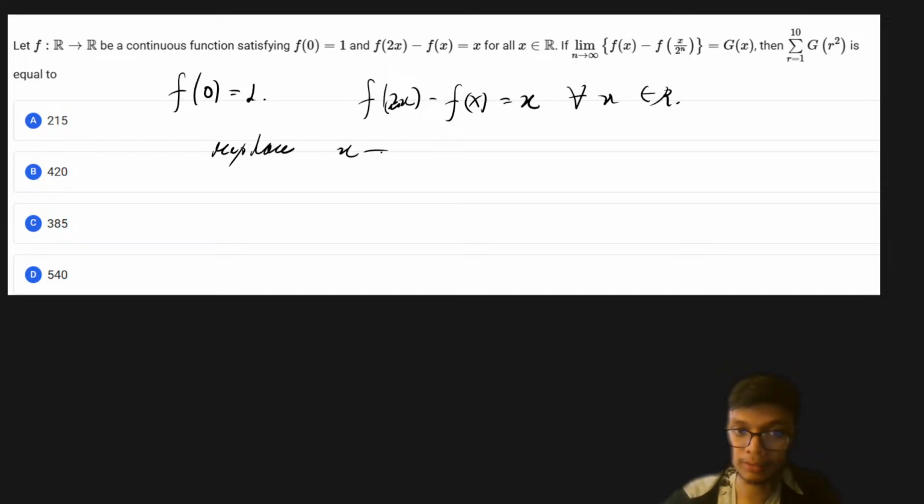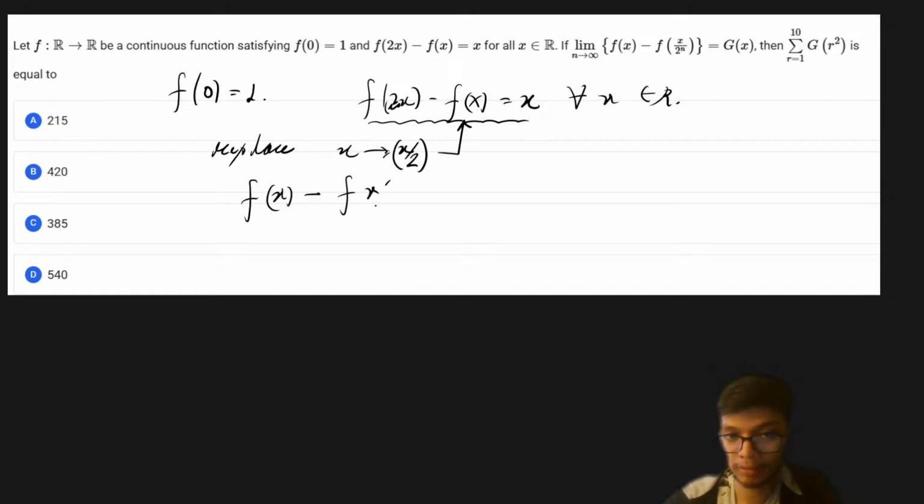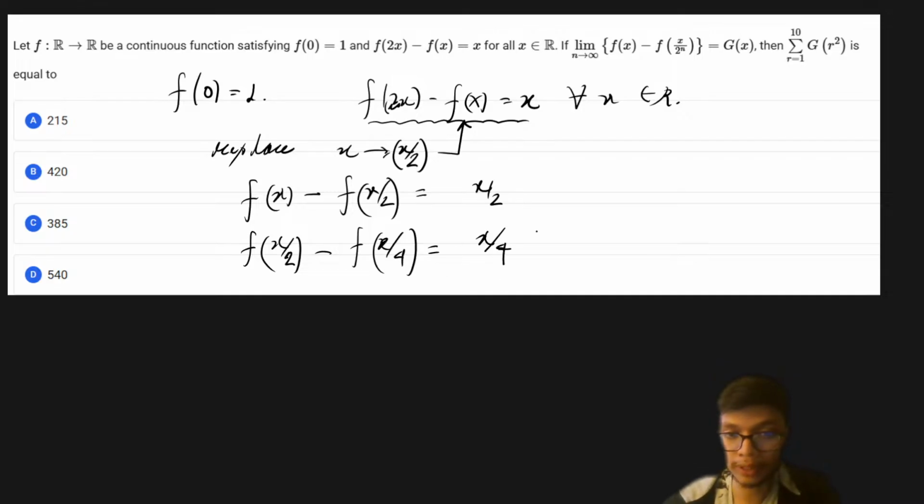Now first of all, what we do is let us replace x with x by 2 in this particular functional equation. If I replace x with x by 2, what I get over here is f of x minus f of x by 2 is equal to x by 2. Similarly, if I keep on doing this step, I will get f of x by 2 minus f of x by 4 is equal to x by 4, right? This can also be written as x by 2 square. So let us consider this first equation and this second equation.